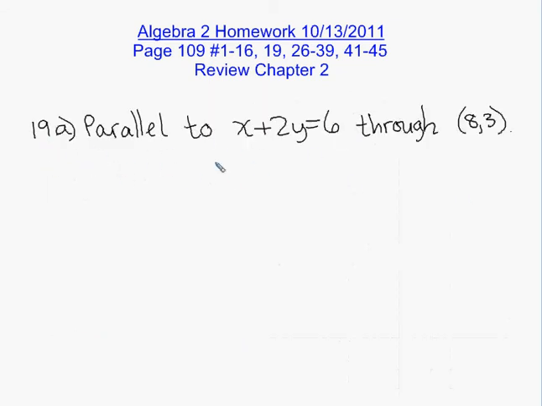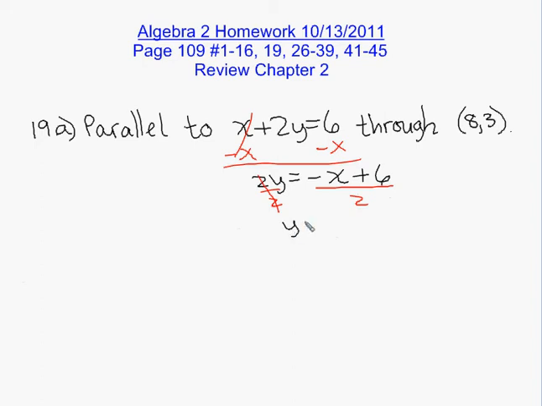Now, in order to write the equation of a line, you need to have a point and a slope, but it doesn't directly give us the slope right here. So we need to rewrite this in slope-intercept form. So I'm going to start by subtracting x from both sides, because we're going to solve for y here, so 2y is equal to negative 1x plus 6. Divide both sides by 2, and that puts the equation into slope-intercept form.